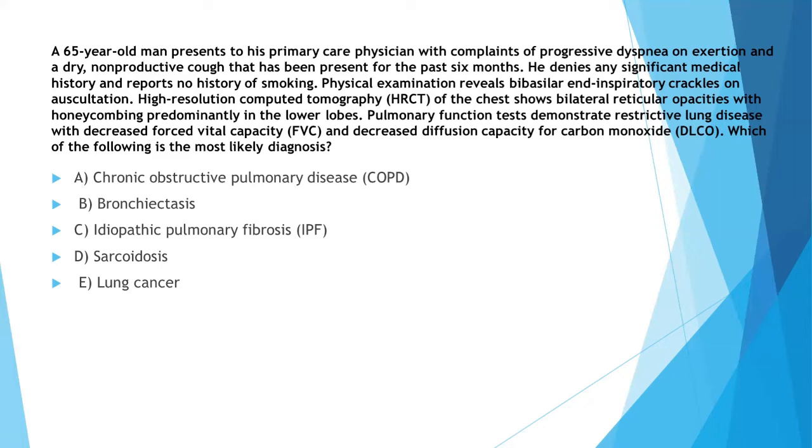He denies any significant medical history and reports no history of smoking. Physical examination reveals bibasilar inspiratory crackles on auscultation. High-resolution computed tomography of the chest shows bilateral reticular opacities with honeycombing predominantly in the lower lobes. Pulmonary function tests demonstrate restrictive lung disease with decreased FVC and decreased DLCO. Now, which of the following is the most likely diagnosis? COPD, bronchiectasis, idiopathic pulmonary fibrosis, sarcoidosis, or lung cancer.